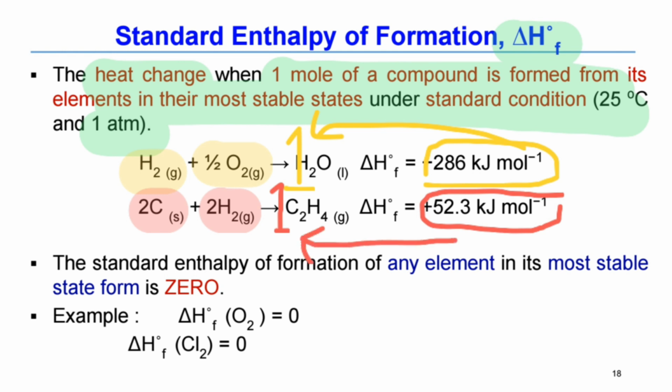Enthalpy of formation of oxygen gas and chlorine gas are 0. Oxygen and chlorine gas consist of elements already in the standard state, so there isn't any change here. Oxygen and chlorine at standard state exist as O2 and Cl2. The same enthalpy value of 0 applies to other gaseous elements such as hydrogen gas and nitrogen gas, as well as solid elements such as carbon in its graphite form.